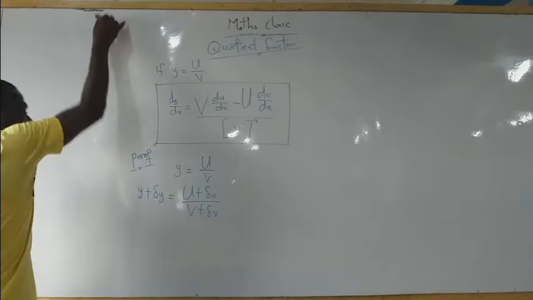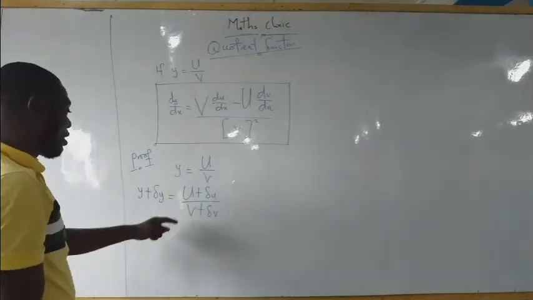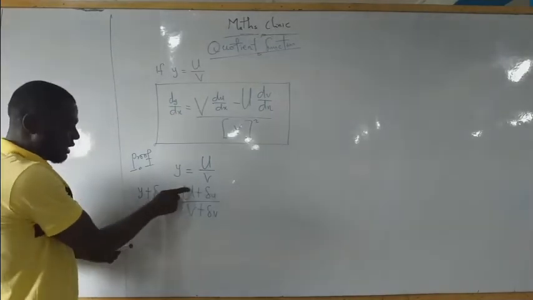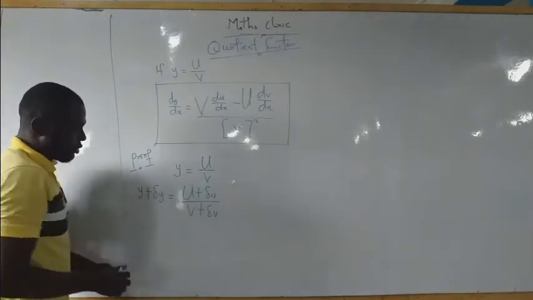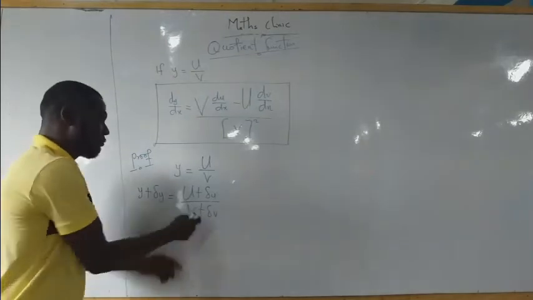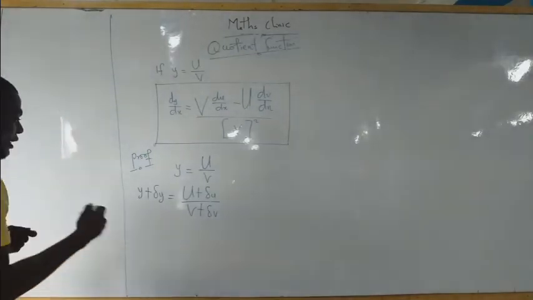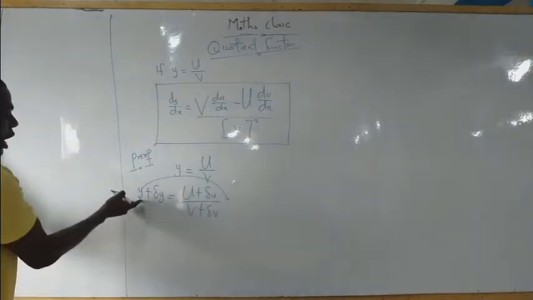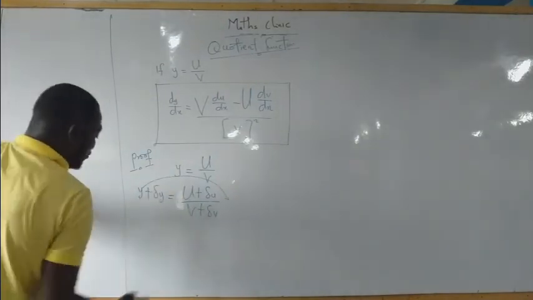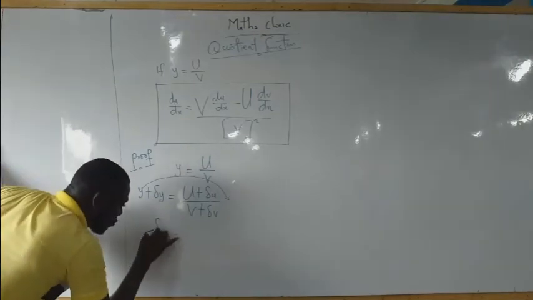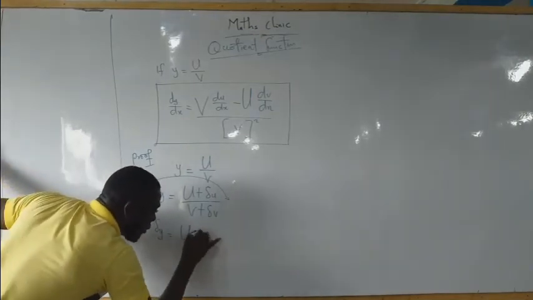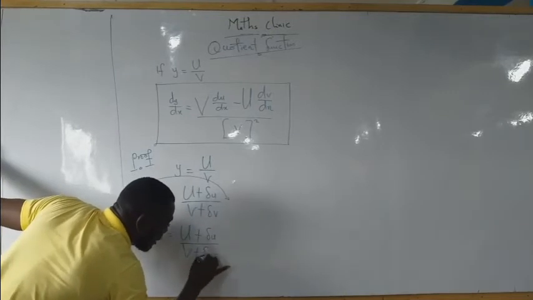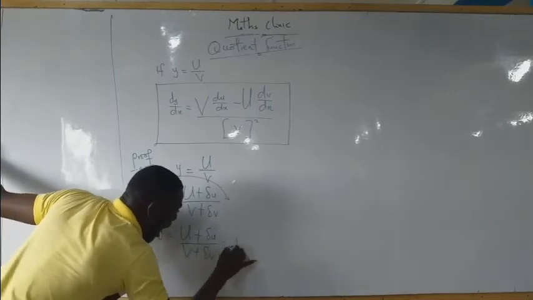It's not possible for you to have u plus dv, no please, because u will increase in u, while v increases in v. Take this to the other side. Whenever any number or alphabet crosses an equality sign, the sign will definitely change. So on the left we have dy equals u plus du upon v plus dv minus y.